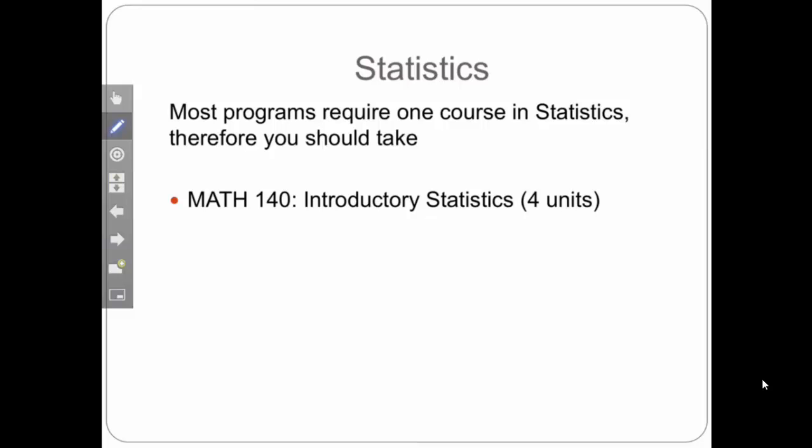Most DPT programs require 1 course in statistics, and therefore you should take Math 140, which is Introductory Statistics, a 4-unit class.